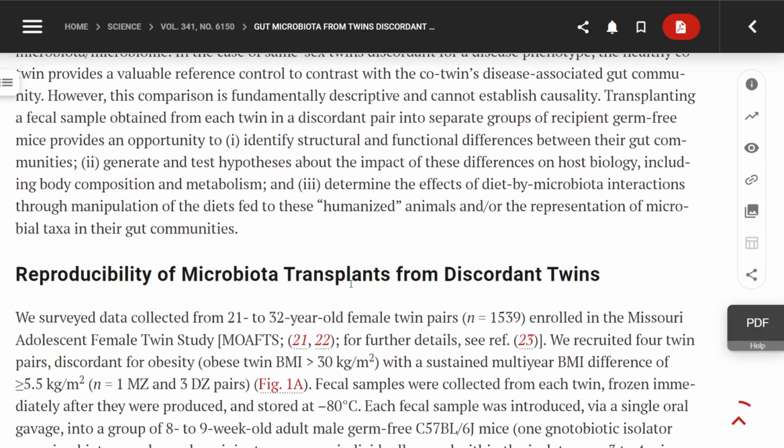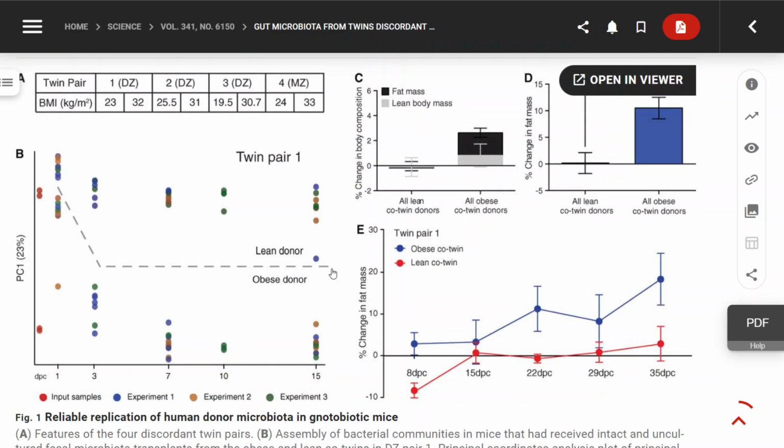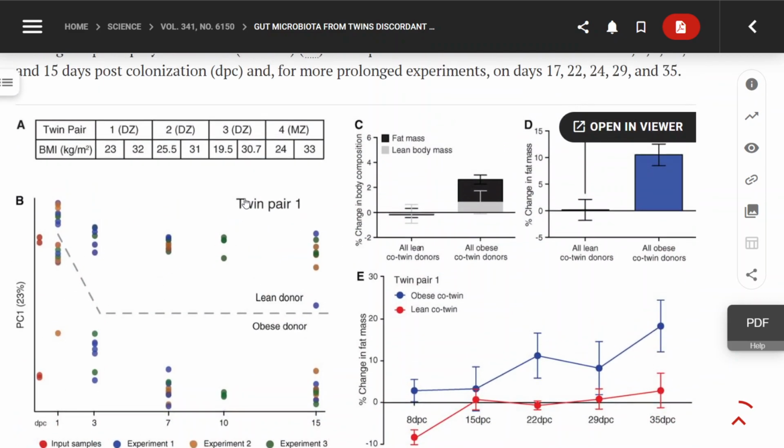All right, so let's look at this. This is the data. If you look at this picture, these are the lean donors. So the mice that got microbiomes from the lean twin, they stayed lean. The ones that got it from the obese, they became obese. If you look here, change in body composition. If you look at the lean donor mice, they did not change. They stayed exactly as they were.